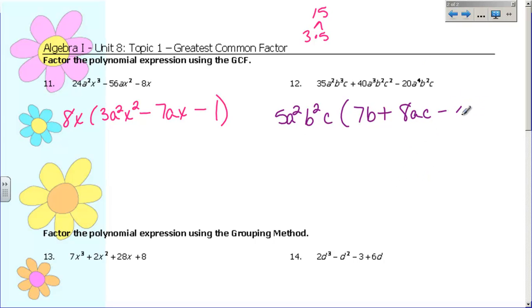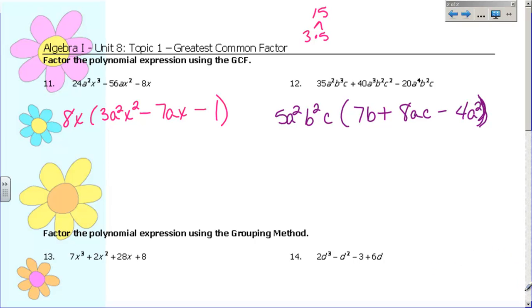20 divided by 5 is 4. I need an a to the fourth, I've factored out an a squared, so I need 2 more a's because a squared and a squared, add your exponents, makes a to the fourth. I need a b squared, I have factored out b squared, no more b's. I need a c, I factored out a c, I'm done with c's. These are the 2 factors for that polynomial. So this is factoring with the GCF.